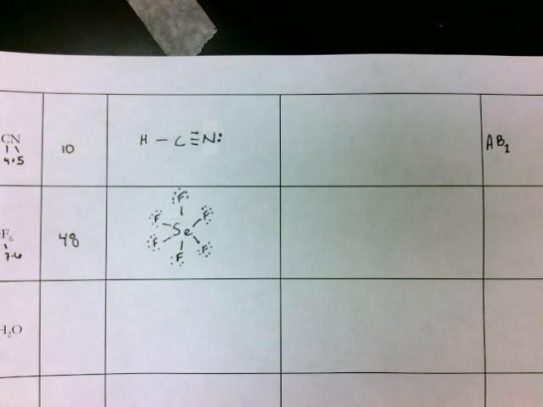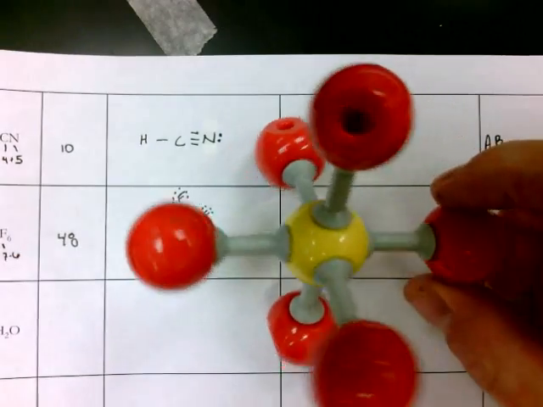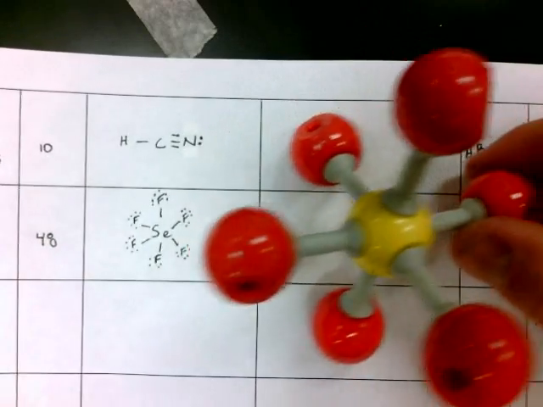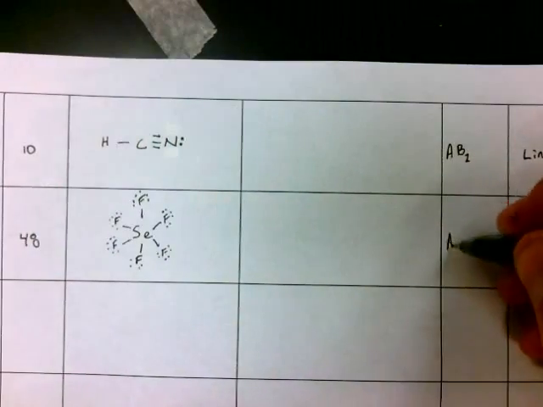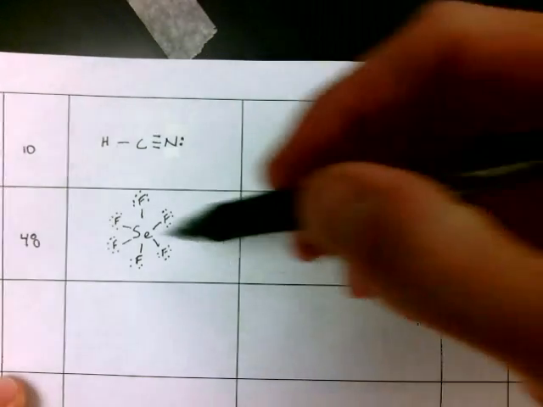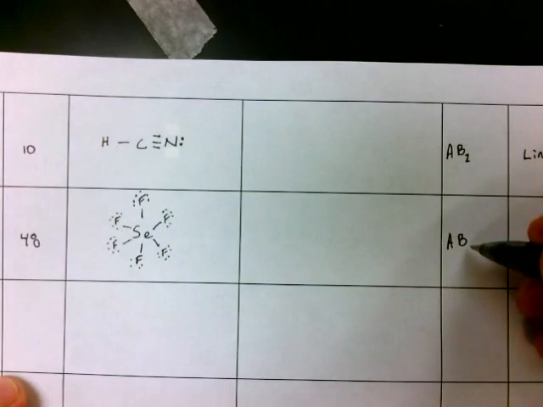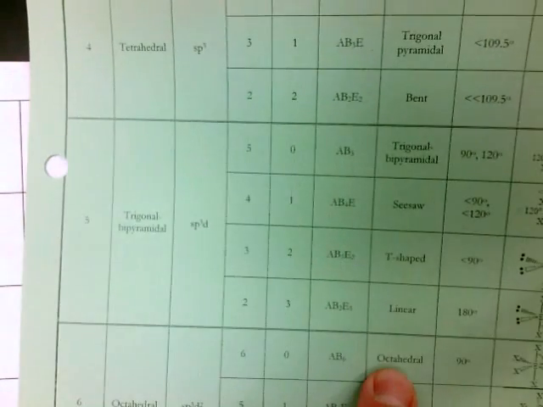And we will attach 6 fluorines. And again, we don't care about the color for our class. We just want to have them the same because they all represent the same. And this is the molecule that you end up with. As far as A's, B's, and E's, we have a central atom, selenium, bonds. 6 single bonds, so AB sub 6. AB sub 6 is called octahedral.